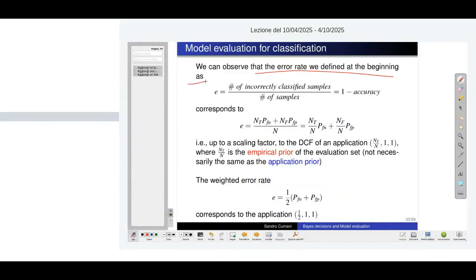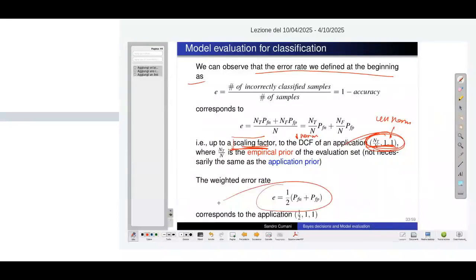Now, as we saw at the beginning, the error rate is 1 DCF. It's an unnormalized DCF with a prior equal to the empirical prior. So this scaling factor here corresponds, up to the scaling factor, to the normalized DCF of this application, and it actually is exactly the unnormalized DCF of this application. So the error rate that we measured at the beginning corresponds to an application where the empirical prior is the application prior and the cost of error rates is the same, which is not necessarily our target application.